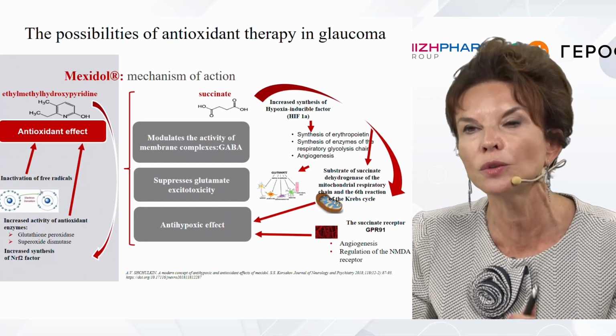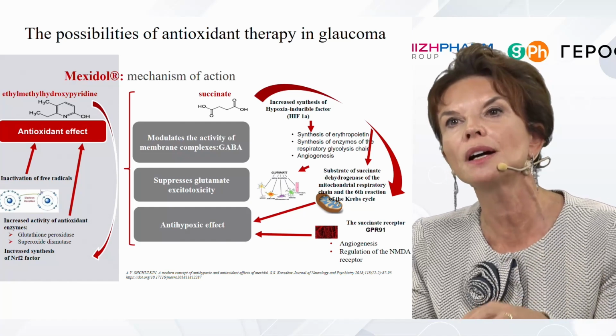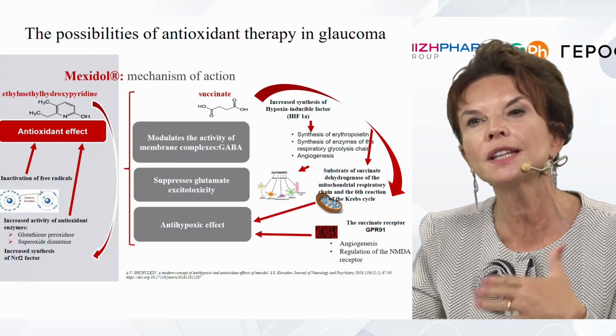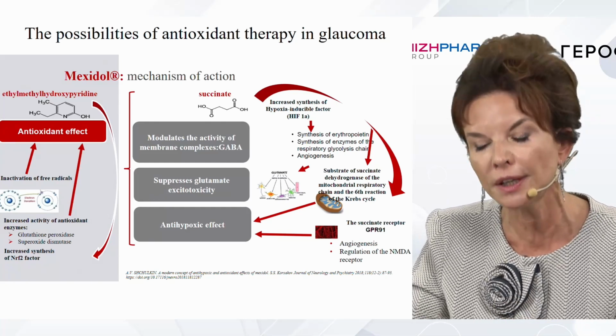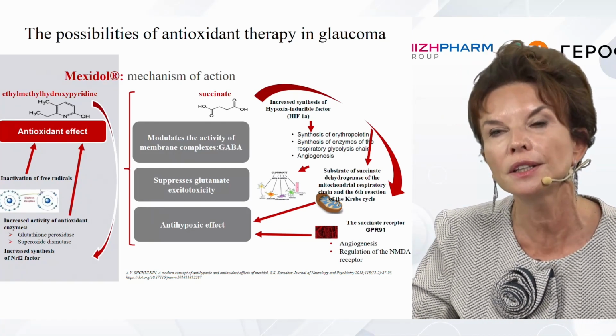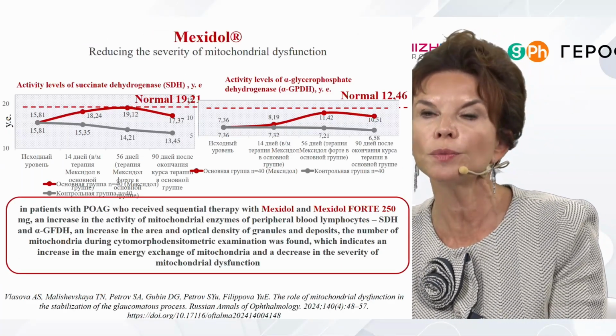Just look here. Well, the mechanism of action of Mexidol is very different. First of all, it acts on the active form of oxygen, it's an antioxidant. It has an impact on the Krebs cycle. Well, it can be restored. It restores the oxidation processes in mitochondria, which is important in case of neurodegeneration.